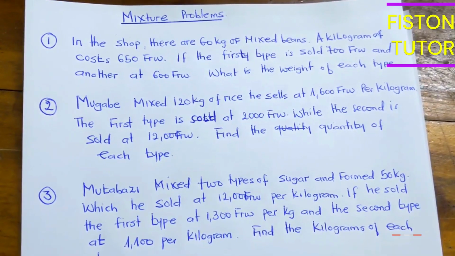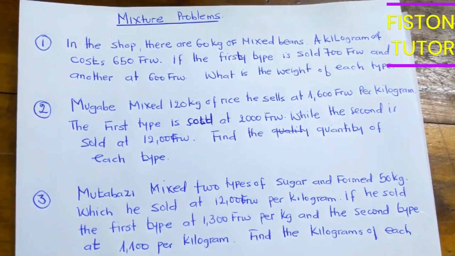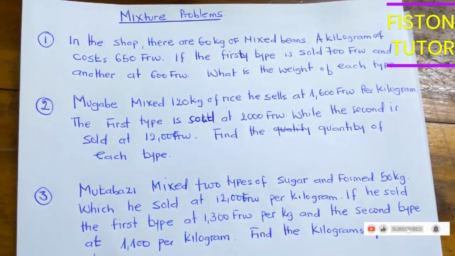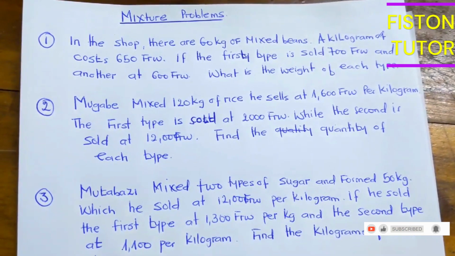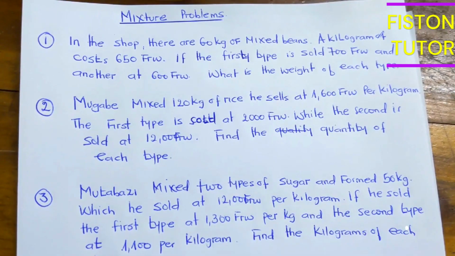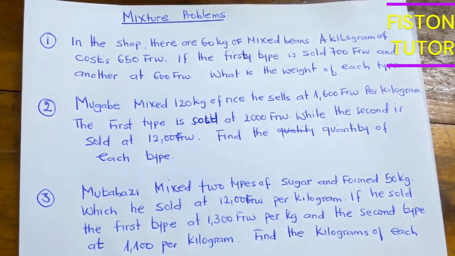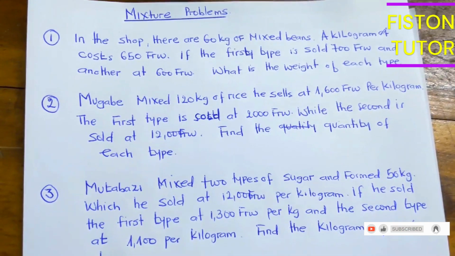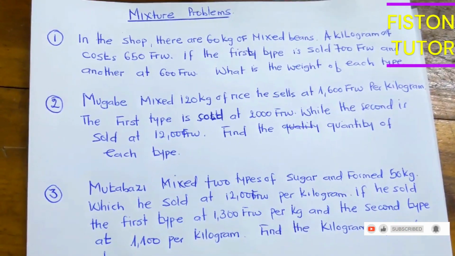Second question is, Mugabe mixed 120 kg of rice. He sells at 1,600 francs per kilogram. The first type is sold at 2,100 francs, while the second is sold at 1,201 francs. Find the quantity of each type.